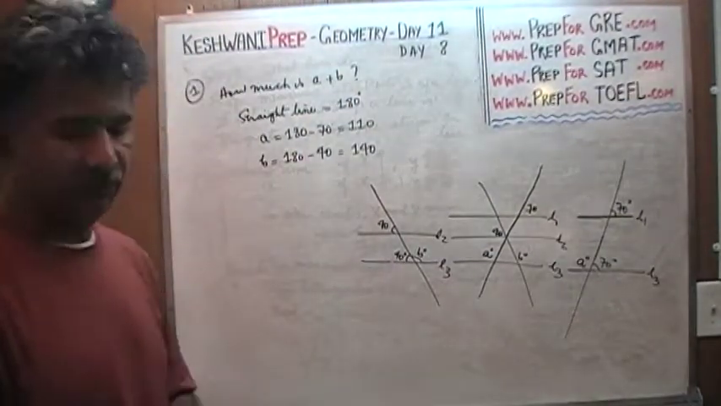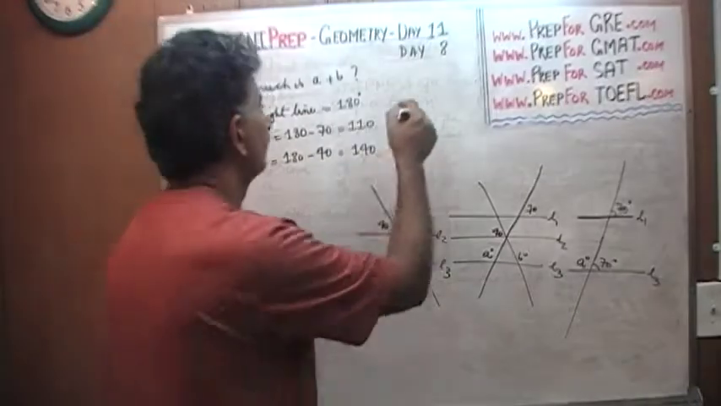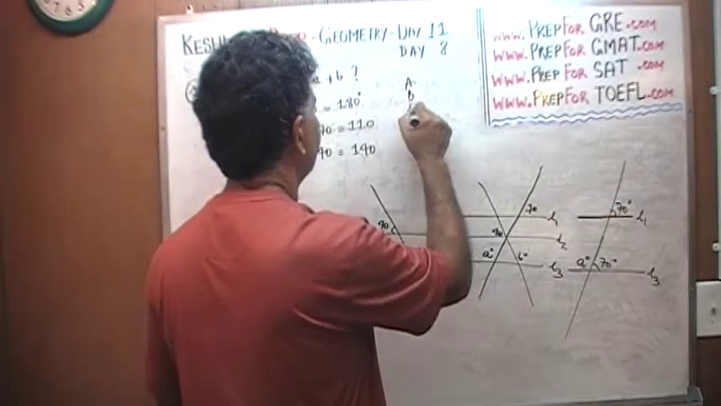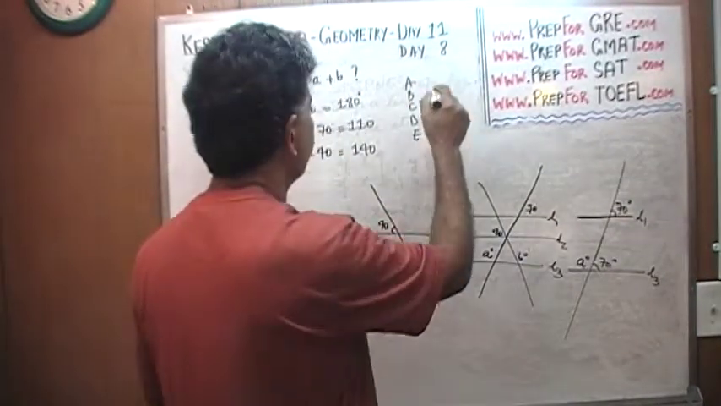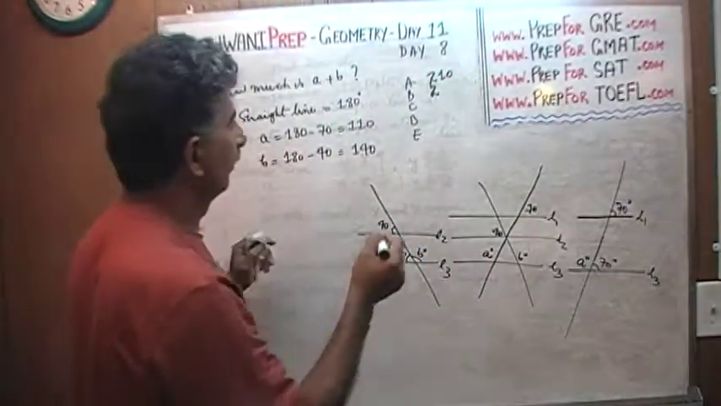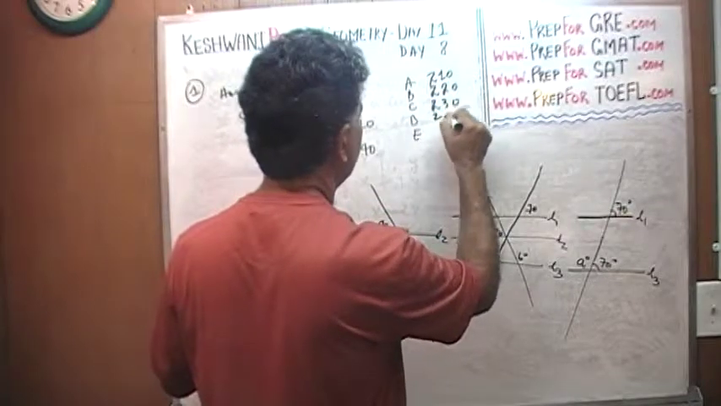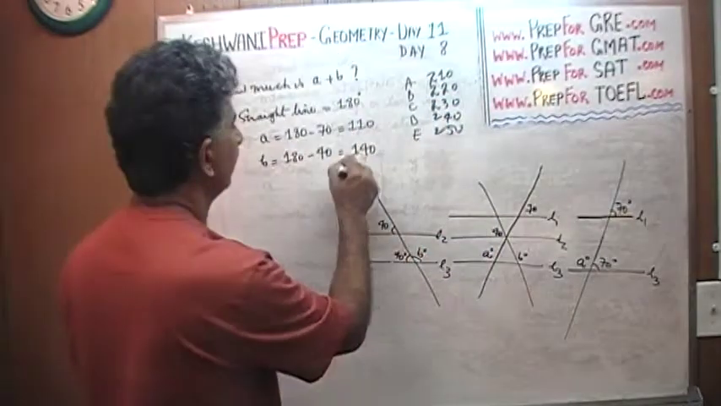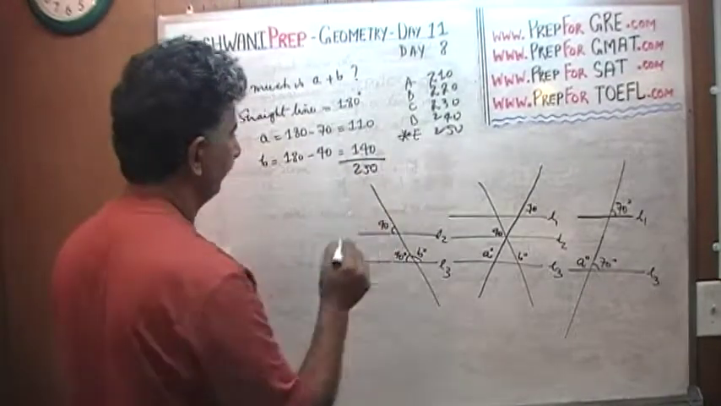So the question was, how much is A plus B? And I just realized that I had not given you the answers. The answers were A, B, C, D, E. Quite straightforward. 210. It's too late in the story to give the answers because we already have it here. 230, 240, and 250. So therefore, A plus B is 110 plus 140, which is 250. The answer is B. That's all.